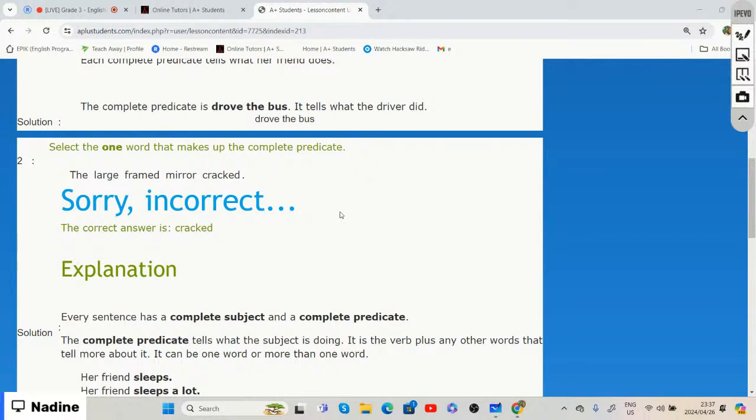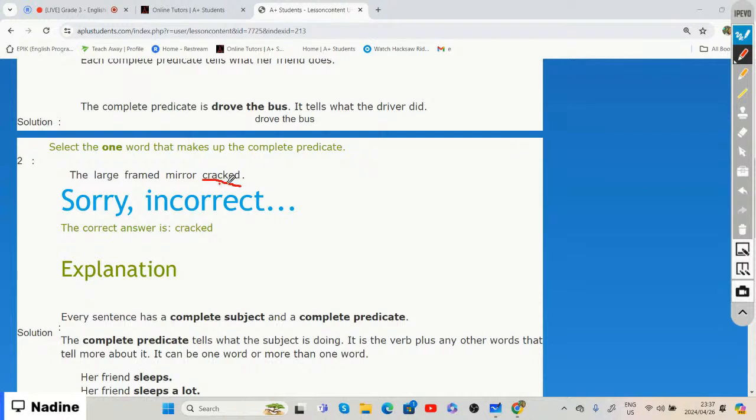All right. And if we were to select the predicate within that sentence, we would say it is correct because it tells us what the subject is doing. And in this case, the subject is the large framed mirror. So what happened to the large framed mirror? It cracked. So well done. Cracked is correct. Only one word.